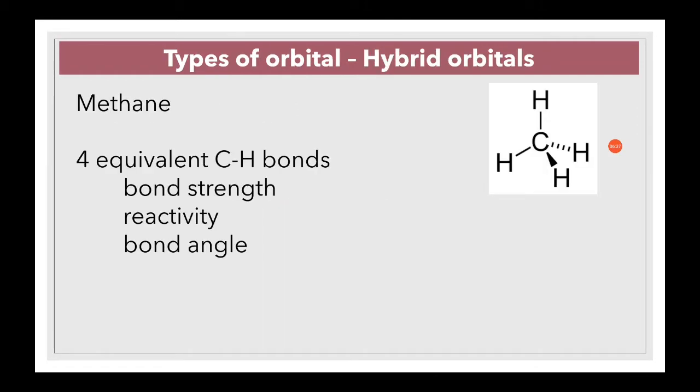Next page, right, here we go. So, hybrid orbitals. So, think about methane, sort of the simplest hydrocarbon that we can come up with. And what we know about methane is that it's got 4 equivalent carbon-hydrogen bonds. And we know they're equivalent because they've got the same bond strength, perhaps.